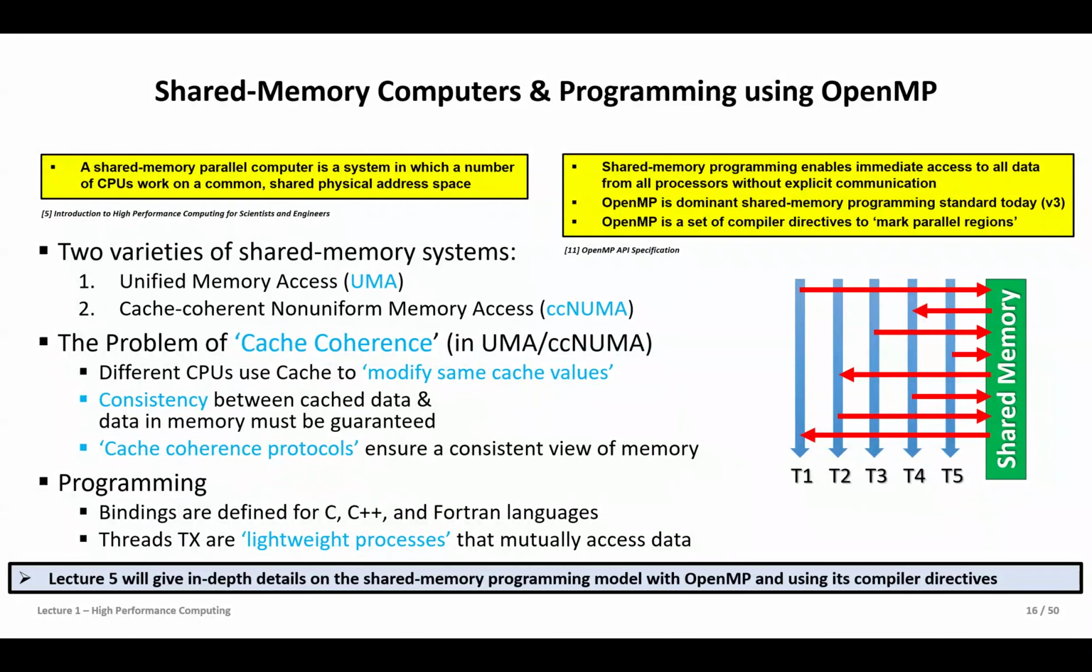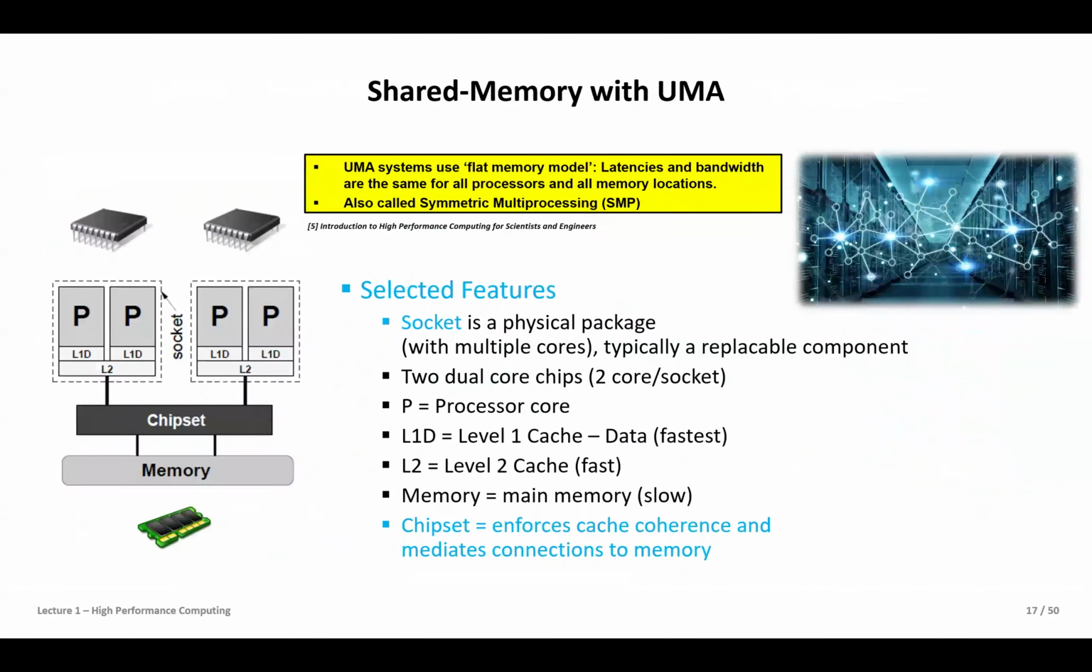So shared memory is there, and we will have a closer look at it. Here's, for instance, one where you have unified memory access. This is a kind of core system with different layers, and through the chipset, every one of those can access the memory. So this would be a conceptual graphic of a shared memory system, and the speed of memory access comes through these different layers of cache.